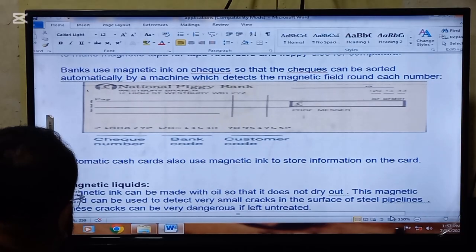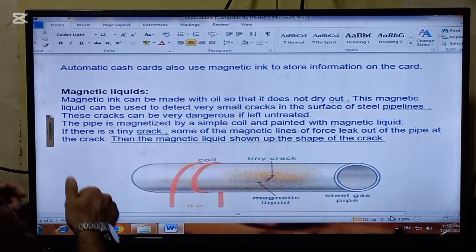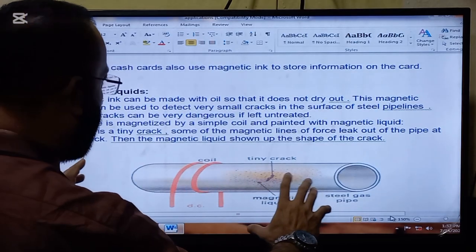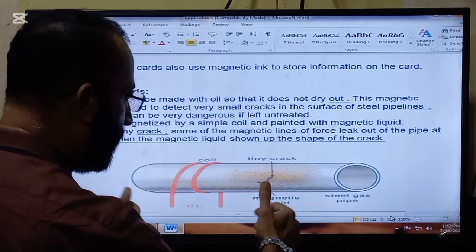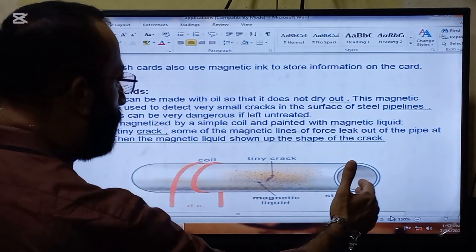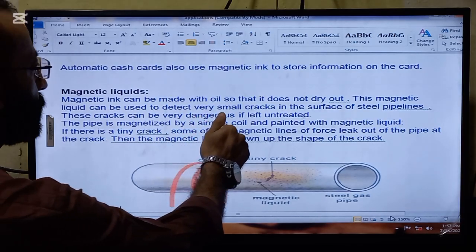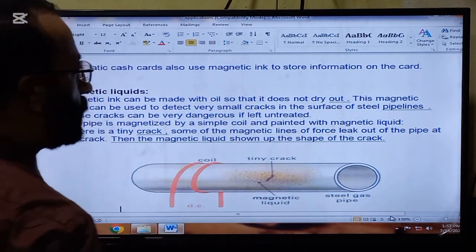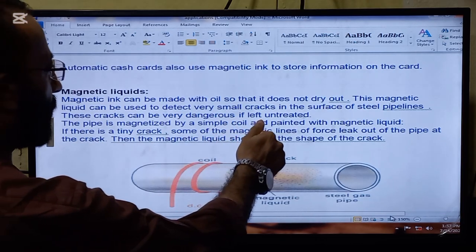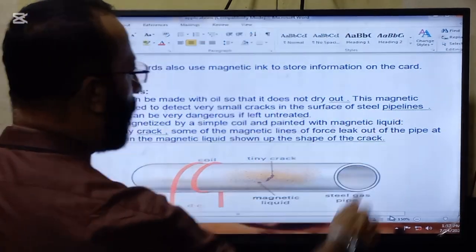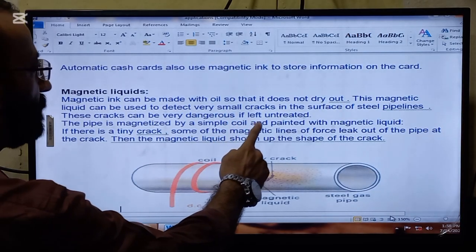The next thing that we are going to read is the magnetic liquid. The use of the magnetic liquid to detect the flaws or to detect the defect in the pipes. So look now, magnetic ink can be made with oil so that it does not dry out. This magnetic liquid can be used to detect very small cracks in the surface of the steel pipeline. These cracks can be very dangerous if left untreated.